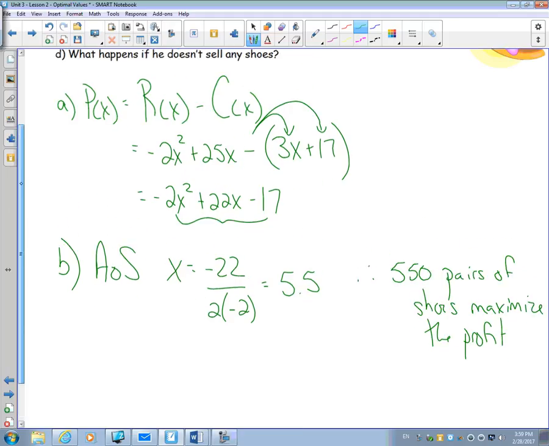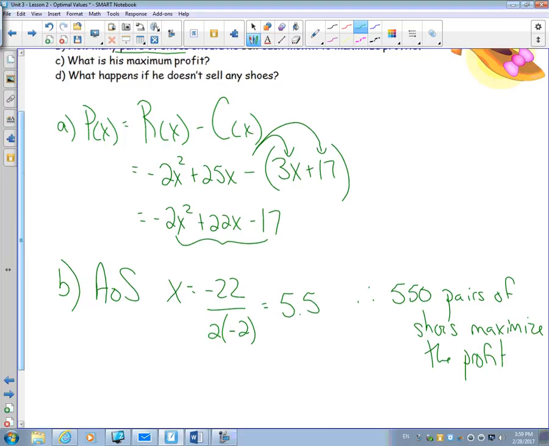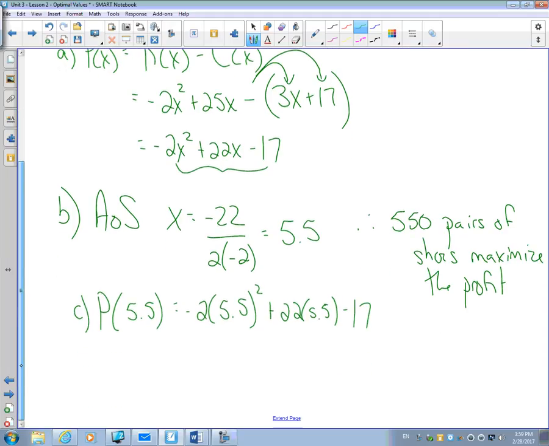Part C. What is his maximum profit? So we know what he should do to create the maximum profit. We want to figure out what it actually is. So in other words, what's P at 5.5 using our function notation? So our P equation, we can replace all the x's with 5.5 and put that into our calculator. Let's see what we get there. I ended up with a value of 43.5.